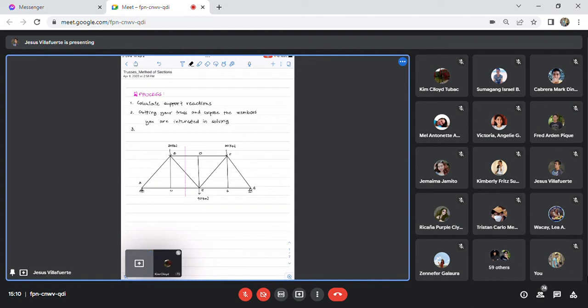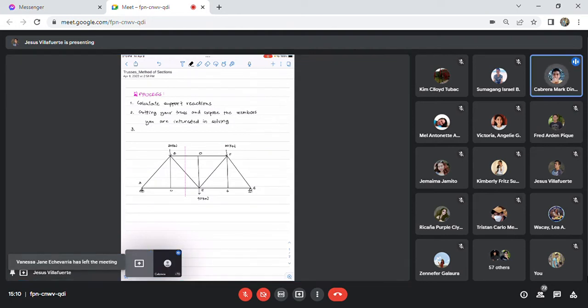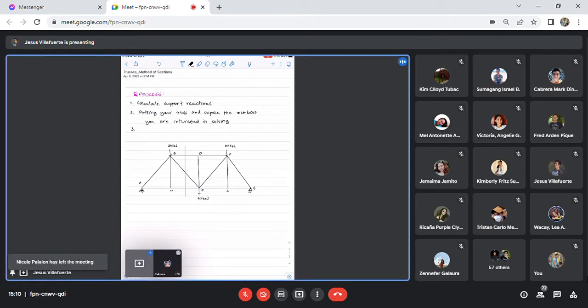Mark. Yes, sir. Possible, sir, are the reactions C to E, E to B, or D to B. Correct. Yes, Mark is right. Using this cutting technique, I can calculate the member forces acting on BD, BE, and CE.